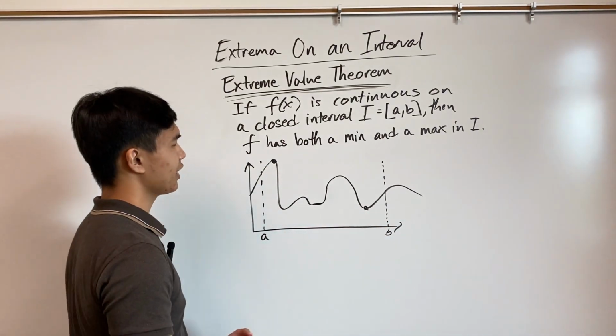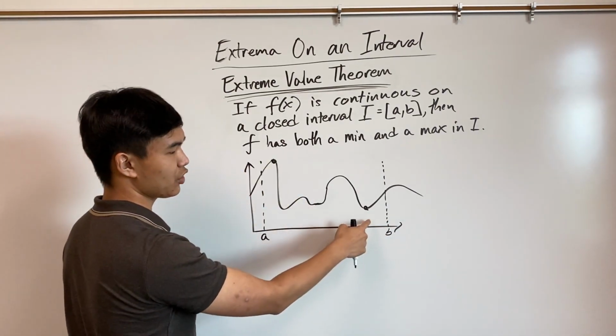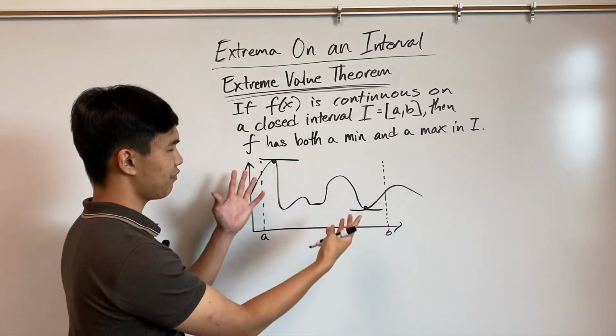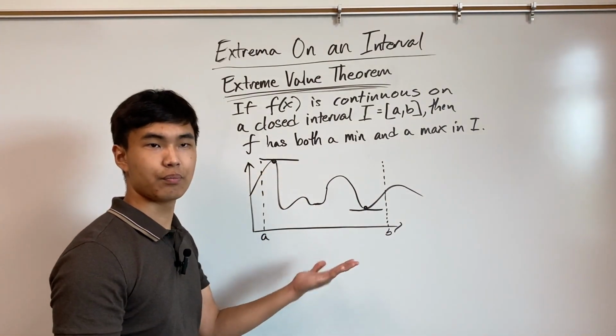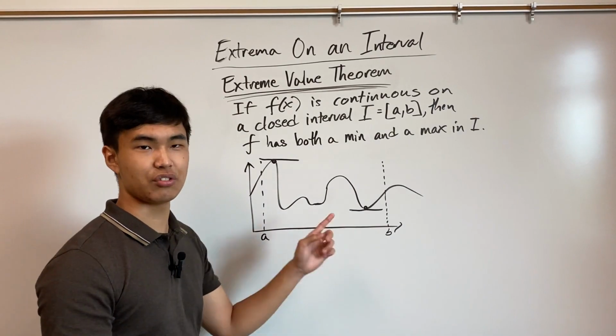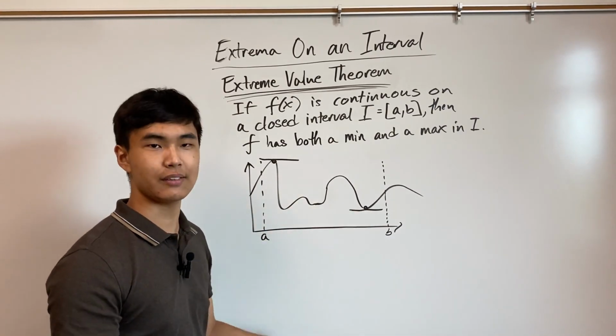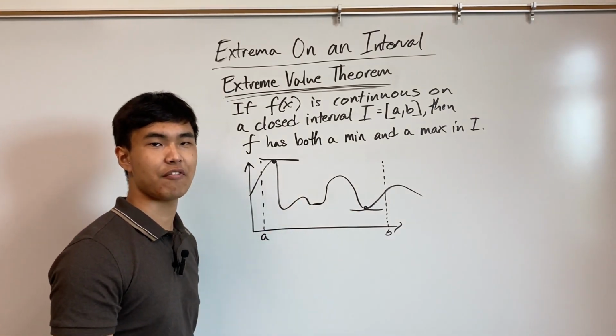Now look what happens when I draw the tangent line to the graph here and tangent line to the graph here. See that they're both flat or they have a slope of 0. If they have a slope of 0, that means the derivative of the graph at this point equals 0, and we're going to use that fact to our advantage to find extrema.